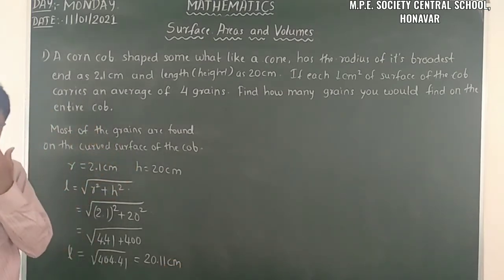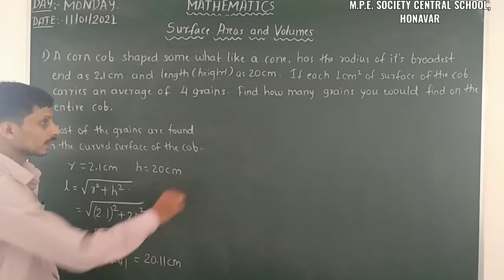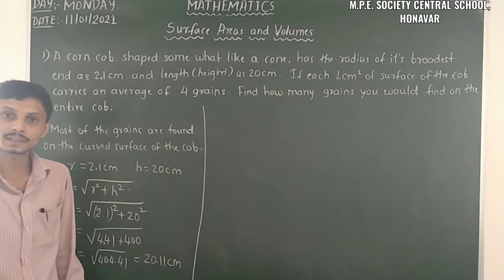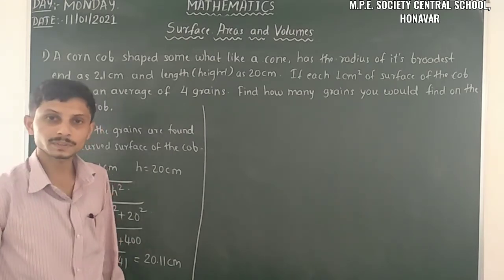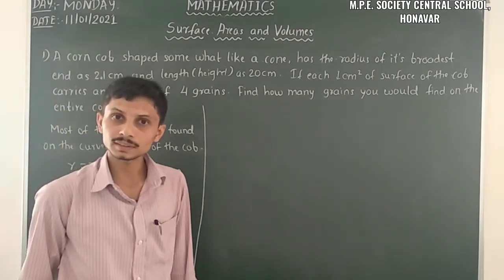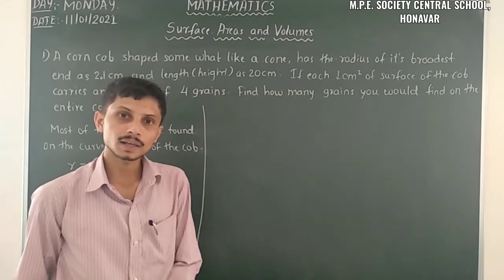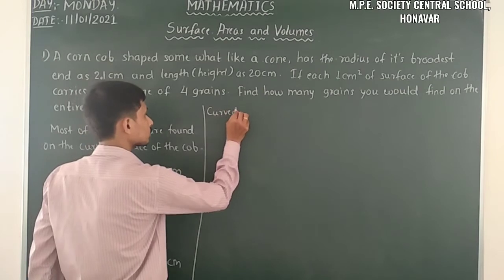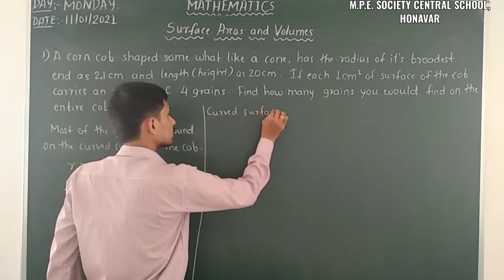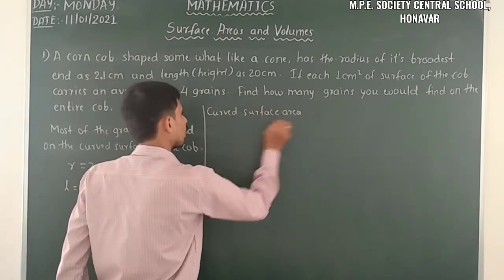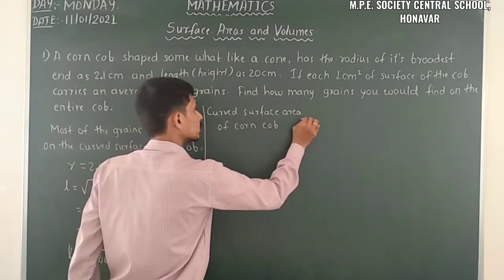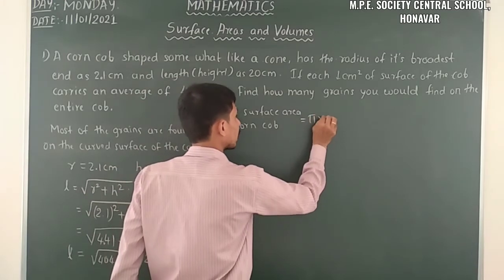Here we found the value of L. Then, using this, we have to find the curved surface area. The formula for the curved surface area of the cone is pi r l. Curved surface area of cone is equal to pi r l.